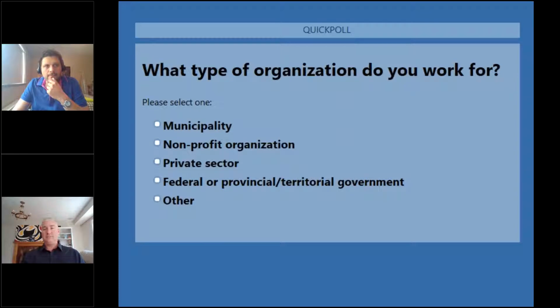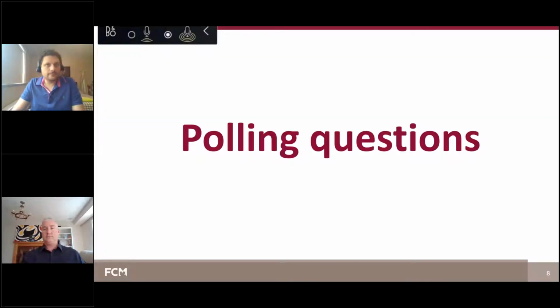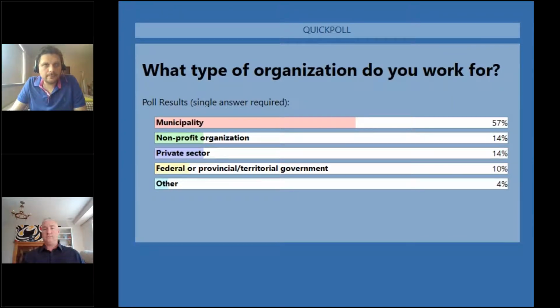The next question is, what type of organization do you work for? Is it a municipality, a nonprofit organization, the private sector, a federal or provincial territorial government, or other? It looks like a majority of you are from a municipal government, but we have others joining us from nonprofit organizations, the private sector, federal, provincial, or territorial government, and then there are others who don't quite fit in those categories.